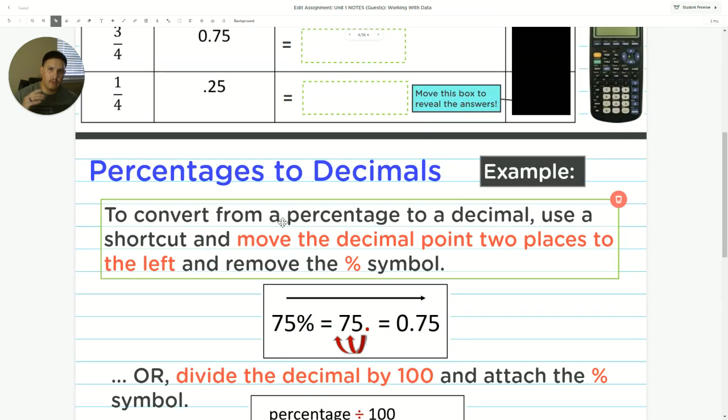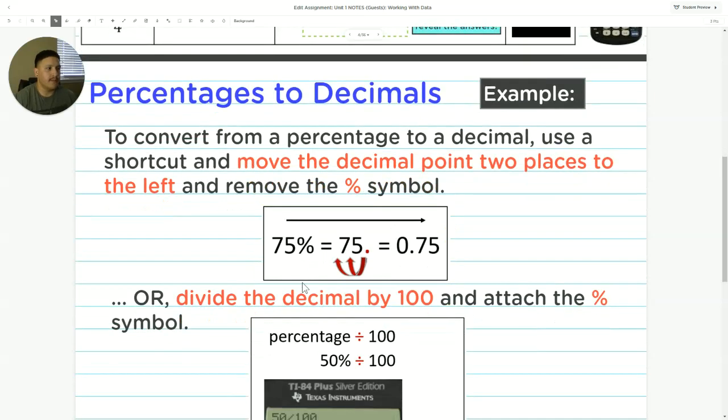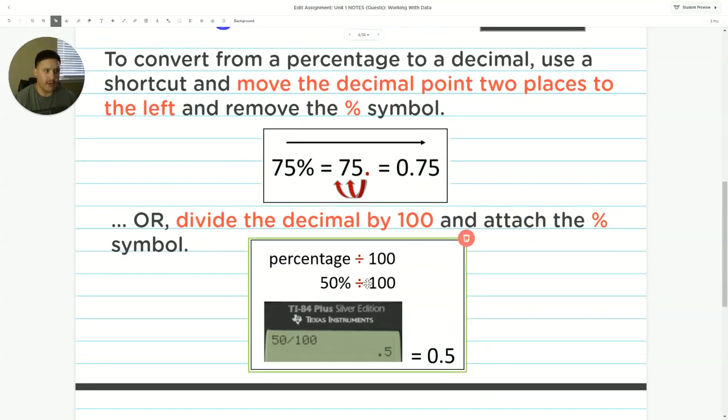Percentages to decimals. So now we went from fractions to decimals and decimals to percentages. Now we're going to start going backwards to attain the other two. So we're going to start from percentages and now go back to decimals. The way we do this by using the calculator or the shortcut, I'm going to show you the calculator first, is that when we went from decimals to percentages, we multiplied by 100 to get to the next form. However, we're going backwards now.